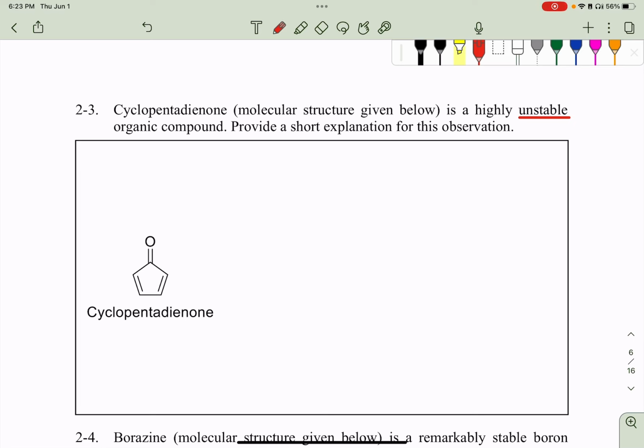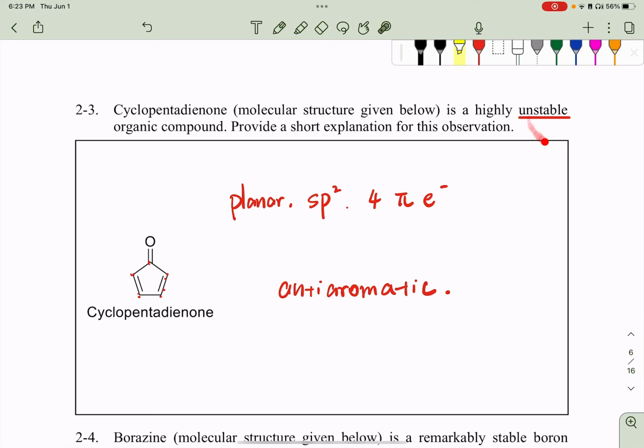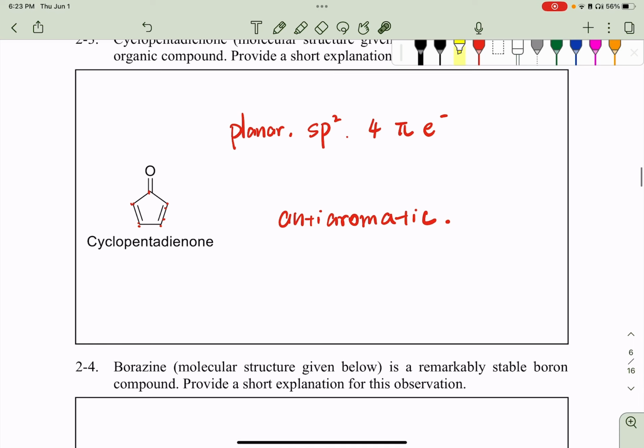So what is the criteria of anti-aromaticity? Let's see. We have a planar molecule, and all my carbons on my planar molecule are sp2 hybridized, and we have a total of 4 pi electrons. So this is anti-aromatic. And, well, does it explain why the molecule is unstable? Well, anti-aromatic is telling you the molecule is unstable. All right, let's keep going.